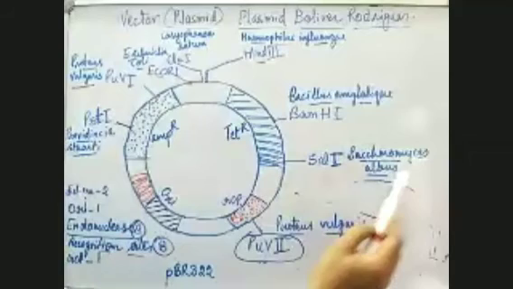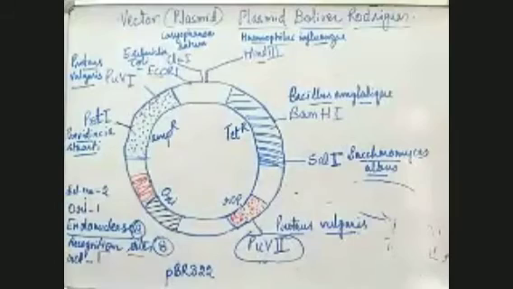ClaI, from Caryophanon latum, is an endonuclease which can make a cut here. EcoRI is an endonuclease which can make a cut here. PvuI, from Proteus vulgaris, is an endonuclease which can make a cut here. PstI, from Providencia stuartii, is an endonuclease which can cut this plasmid here. So we have this plasmid which is artificially made in a lab. It has 8 recognition sites for different endonucleases.